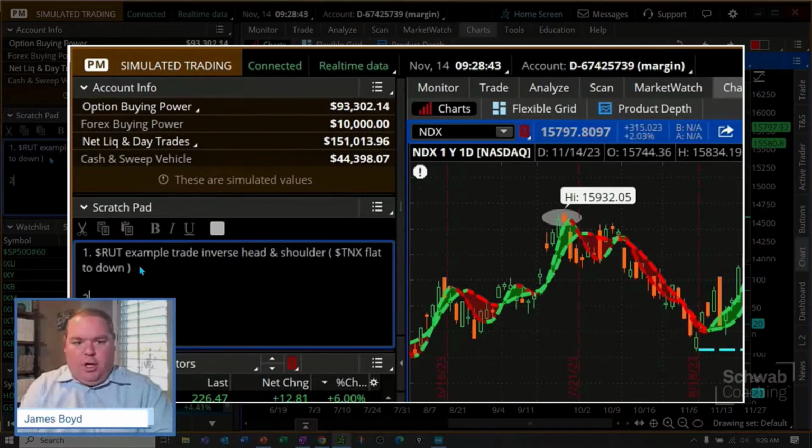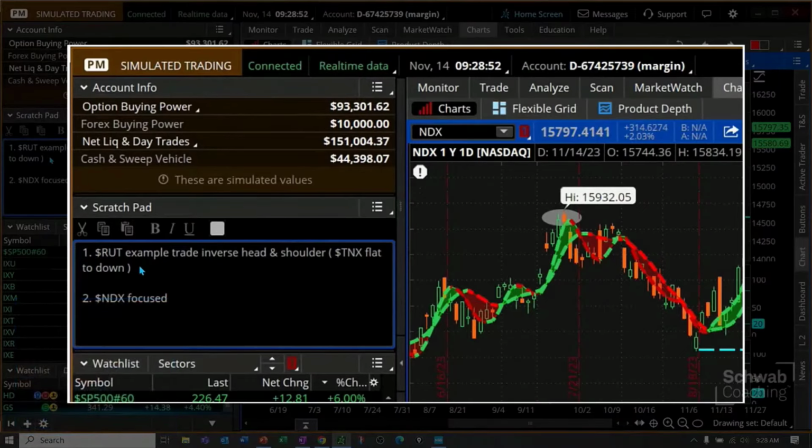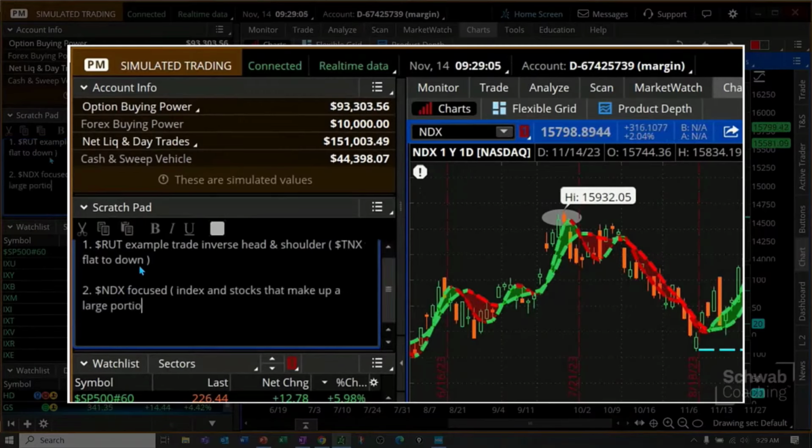That's number one. Number two is trying to be NASDAQ focused. That doesn't mean you have to, but the paper money accounts are going to be NASDAQ focused in terms of the index and stocks that make up a large portion of the NASDAQ. Example given, like we saw, Microsoft, Apple, Amazon, Meta, you name it. So those are two major themes to take away.